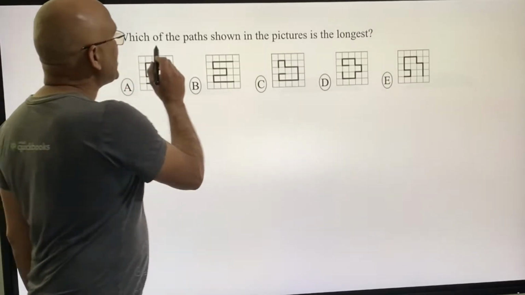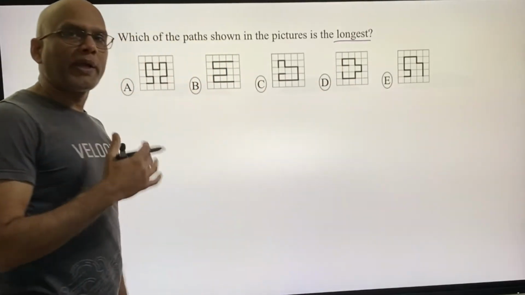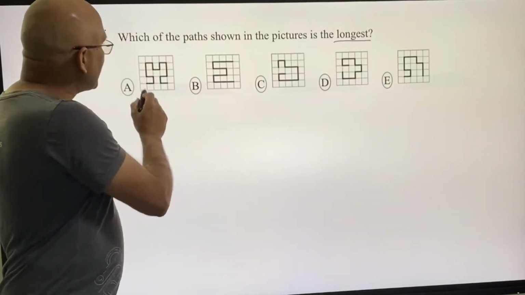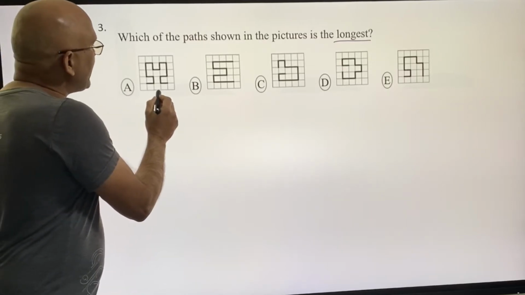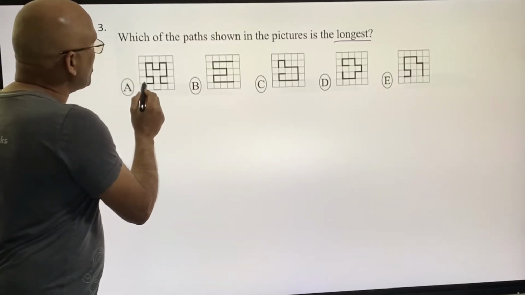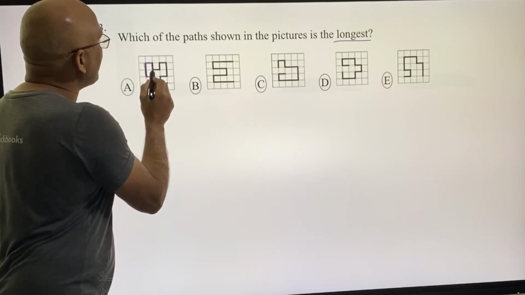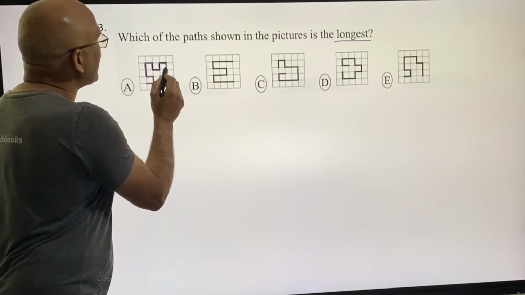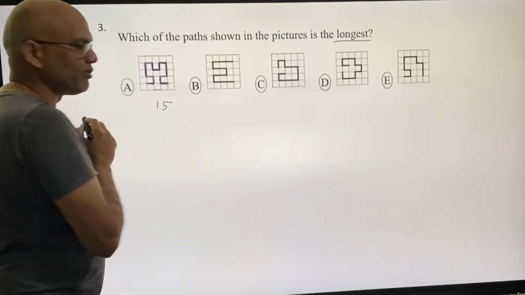All right. Which of the paths shown in the pictures is the longest? So we can simply count the length. As you can see, this is a square grid. So let's count each unit as 1. So this will be 1, 2, 3, 4, 5, 6, 7, 8, 9, 10, 11, 12, 13, 14, 15. So this is 15 units.